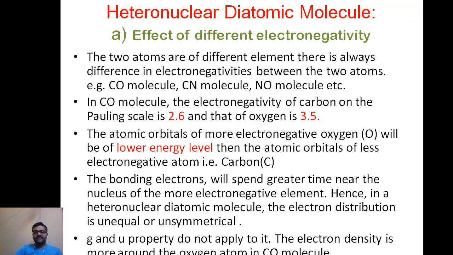The electron density is more around the oxygen atom in the CO molecule. Higher electronegativity, higher electron density. Oxygen is more electronegative, therefore its electronegativity is high compared to carbon. Therefore, electron density is more around the oxygen atom compared to the carbon.